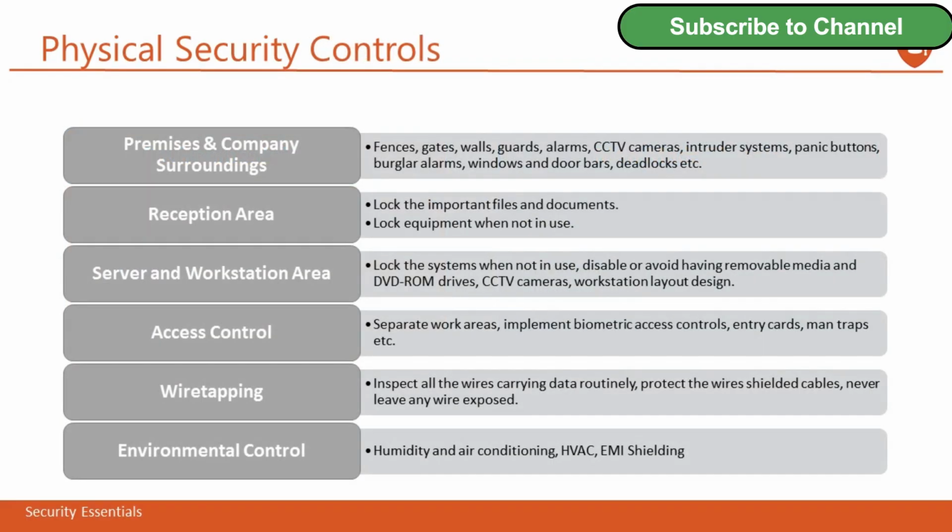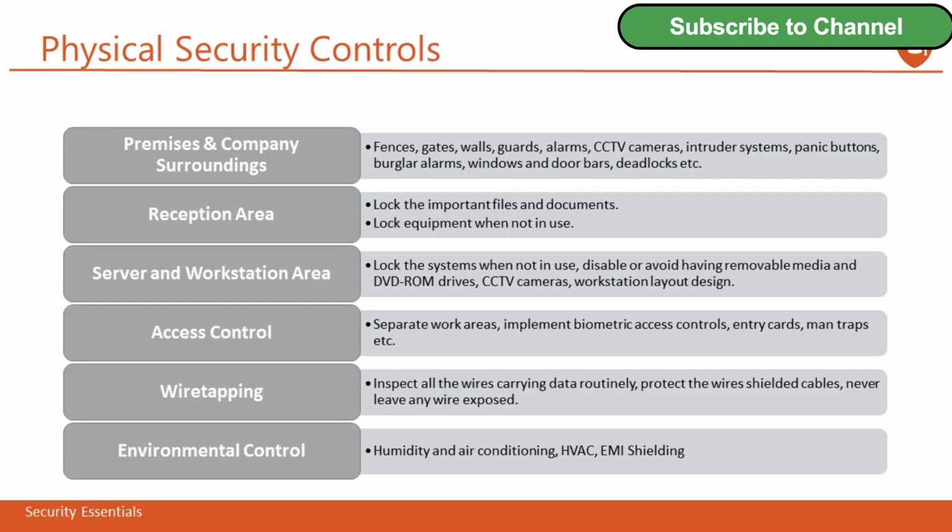Here are some physical security controls. First one is on-premises and company surroundings. What type of security are you using to protect your devices from physical theft or physical threats? Have you used fences, gates, walls, guards, alarms, CCTV cameras, intruder systems, panic buttons, burglar alarms, windows and door bars, deadlocks, etc., or not? So you should take care of these aspects. Also, we have to take care of the environment to protect devices from physical theft and physical threats.